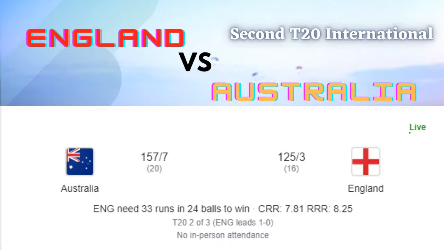Adam Zampa is back into the attack. He will be bowling to Morgan. Left arm leg spinner to left-handed batsman. So Morgan will be happy to face Zampa. He will fancy him. But that is a very long leg side boundary for Morgan. First ball, Zampa to Morgan. Slower delivery. Bowled really well. Morgan tried to play the reverse sweep but missed the ball and takes a single.